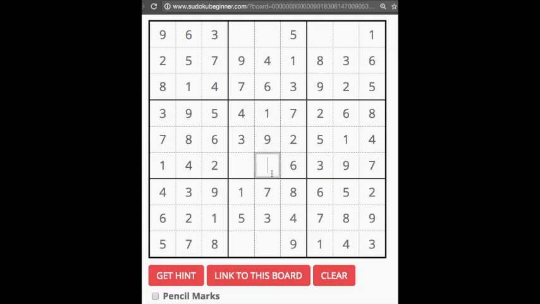1, 2, 1, 2, 3, 4, 5, 6. We're missing 2 and 8. We're missing 8 and 5 from this row. So here's a 5, which means this has to be a 5. That has to be an 8. That has to be an 8. That has to be a 2.